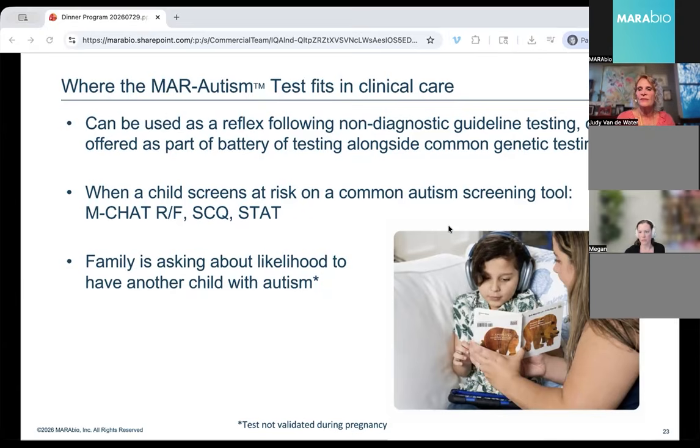Thank you. Next question, I think, Megan, for you. Can you comment on insurance? This specific question is around whether insurance would help to cover surrogacy for a mother that tests positive for MAR, but if you could comment just in general, that'd be great.